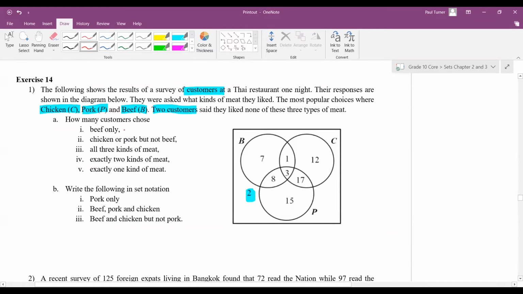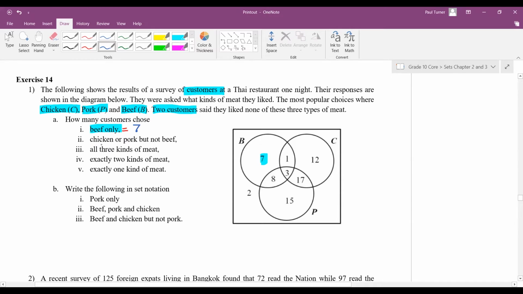How many customers chose beef only? Anyone can answer? Give me an answer quick. How many like beef? Yeah, 7. Where does 7 come from? Which part of the diagram? B only, right? Here. Yes. So beef only cannot have anything else. So beef only would be this number here. I'll erase that color. So beef only is 7.